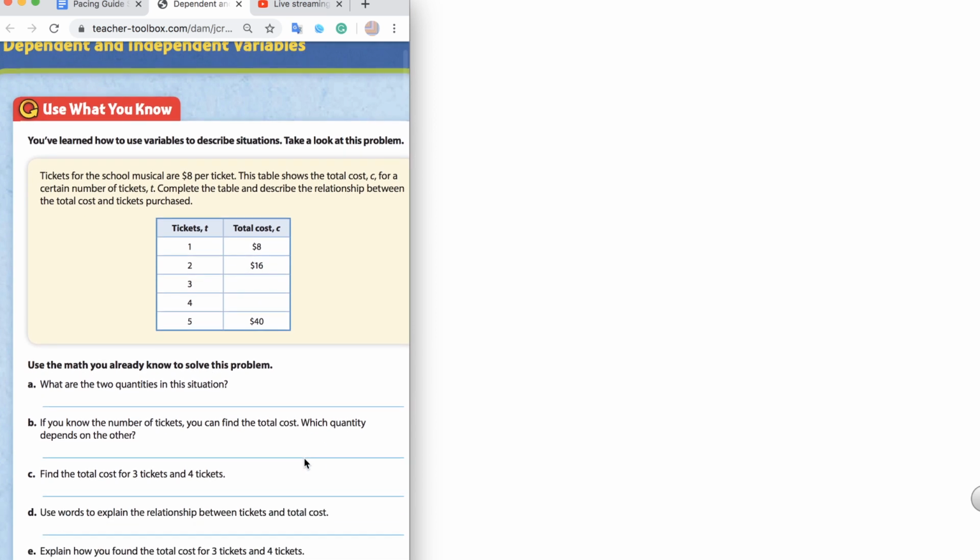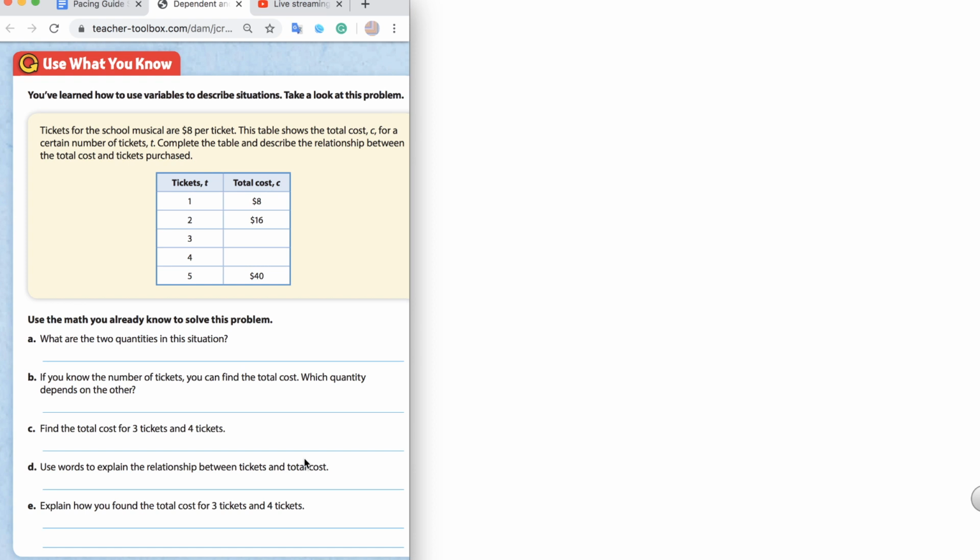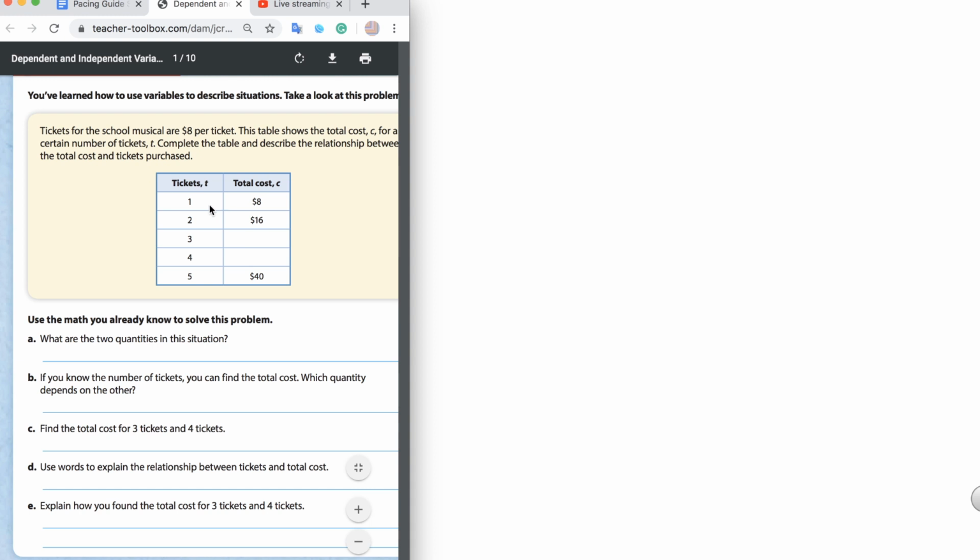For this one, it's introducing a new topic, and it has to do a little bit with ratios, but it mostly has to do with these tables here and how these numbers are connected to this first number times 8. 1 times 8, 2 times 8 is this, 3 times 8 would be our answer here, 4 times 8 would be our answer here. But it says, use math you already know to solve this problem. What are the two quantities in the situation? So the two quantities would be this word right here and these two words right here.